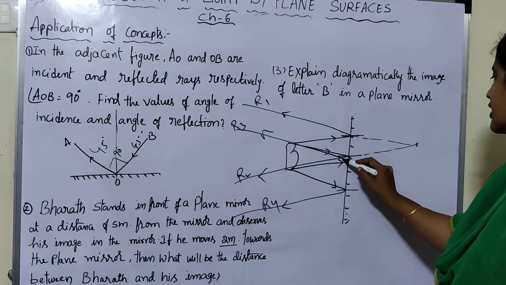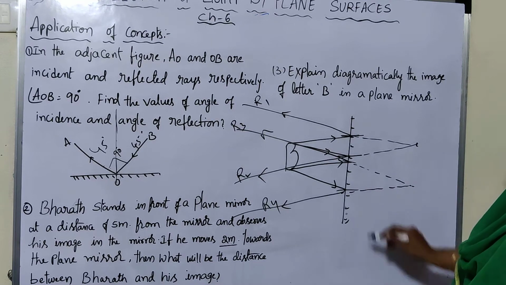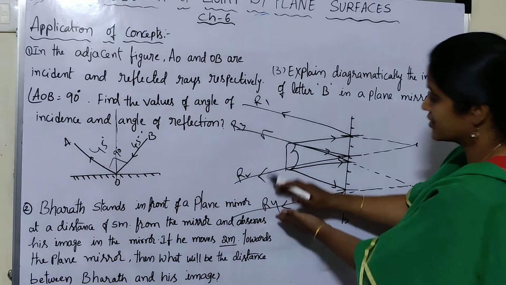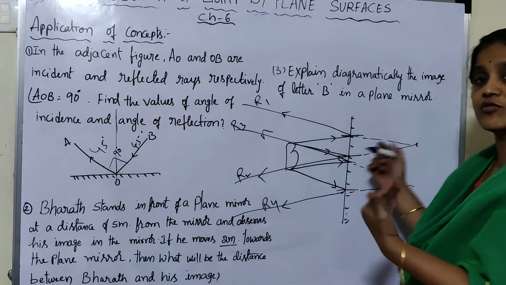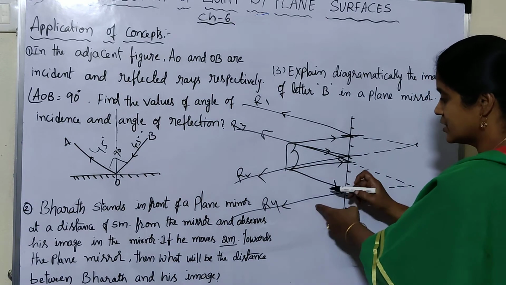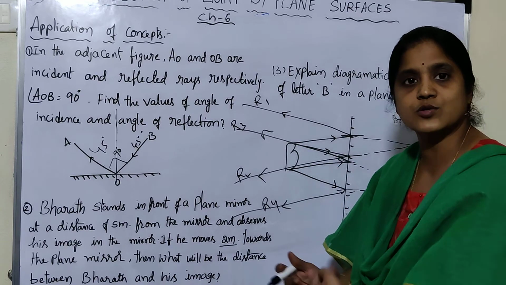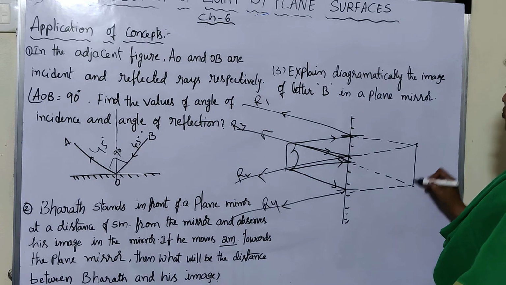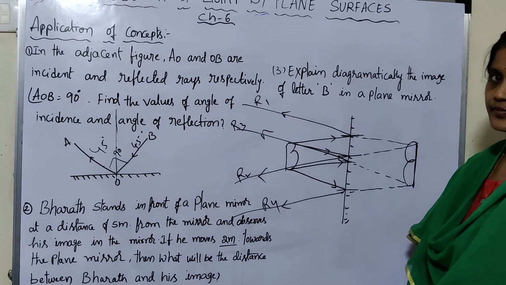And when you extend reflected ray 3 and reflected ray 4 backwards, why do we have to extend? Actually they are diverging rays, they will not meet, but you can get the image. Where will you get the image? These diverging rays seem to be coming from one point. Where they appear to come from, there you will get the image. So here you will get the image of B.